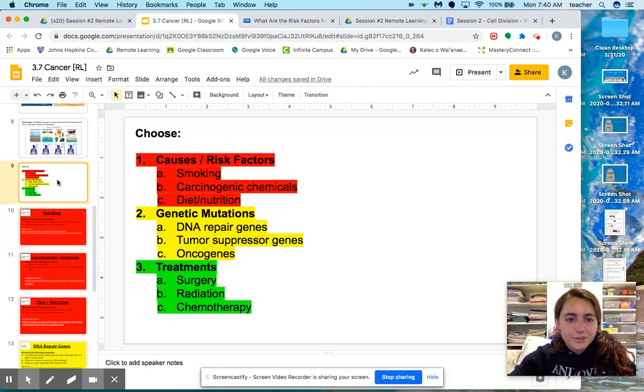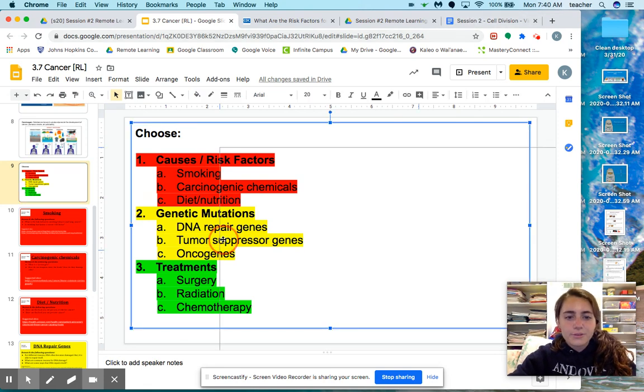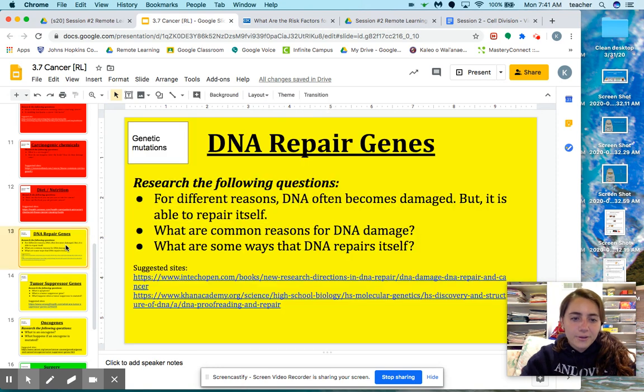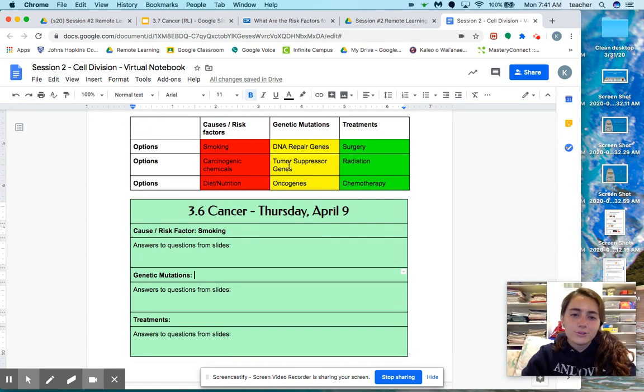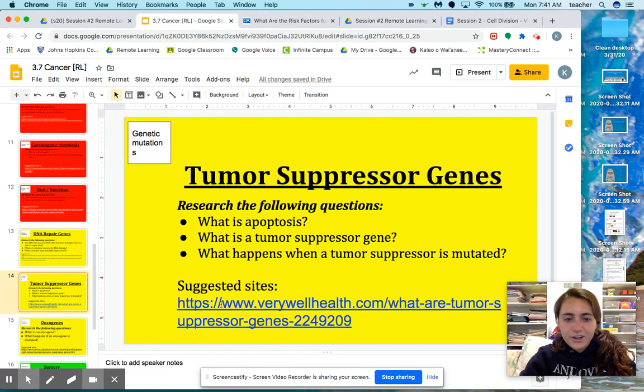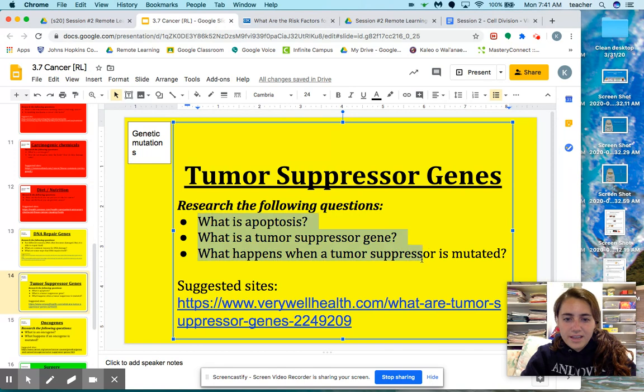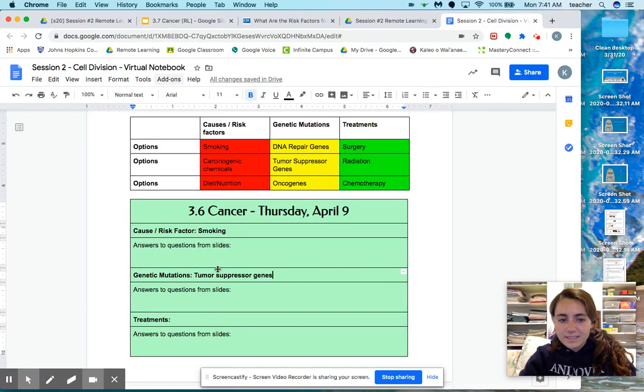Okay, after you read about a cause or a risk factor, you're going to read about a genetic mutation. So you can either read about DNA repair genes, tumor suppressor genes, or oncogenes. And those are the ones in yellow. And here they're over here, genetic. So then you'll write genetic mutations. Let's say I wanted to read about tumor suppressor genes. So I'd write tumor suppressor genes. And then read this article, and then answer these questions. And where are you writing the answer to those questions? Here on the virtual notebook.